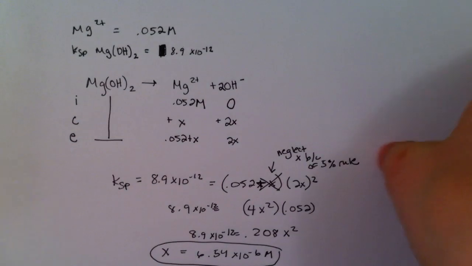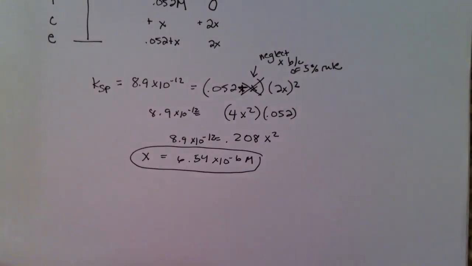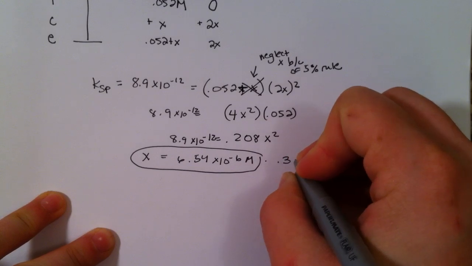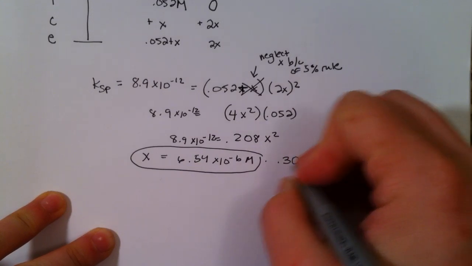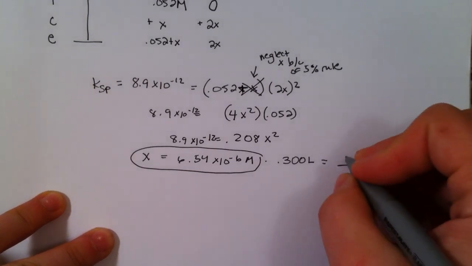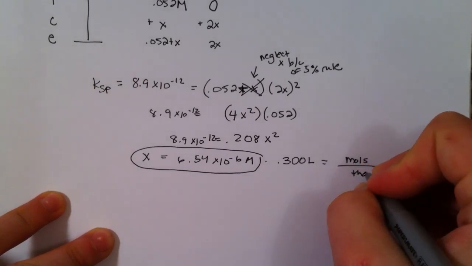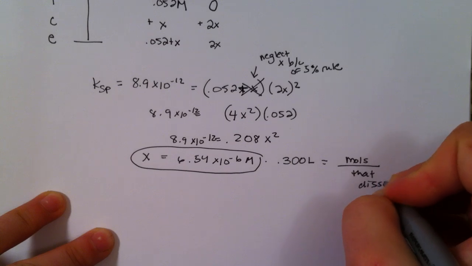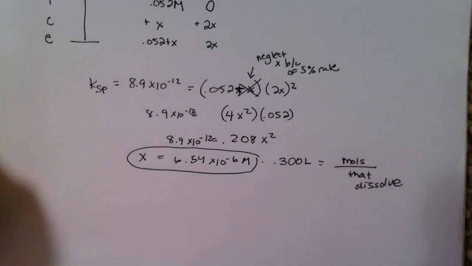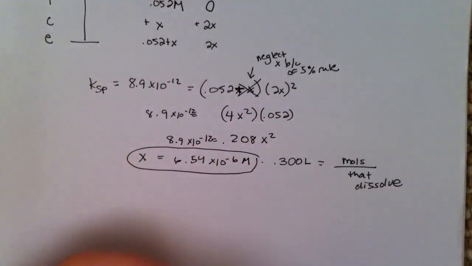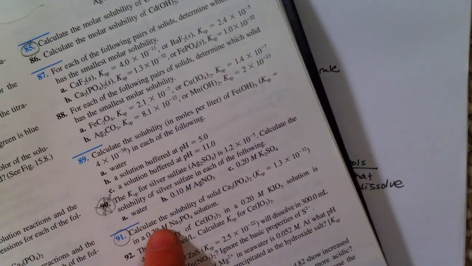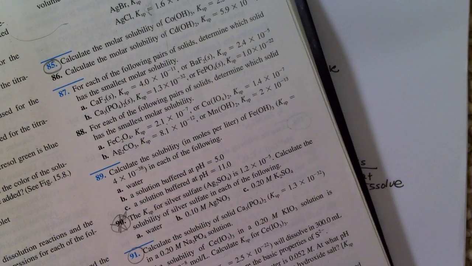You're given 300 milliliters. If we wanted to do it for this one, we could use this molarity and multiply by 0.300 liters, and that's going to give us the moles that will dissolve. And then you just need to turn that to grams, so you'd use your periodic table to go to grams. So number 93 has an extra step. Number 91 is really straightforward.